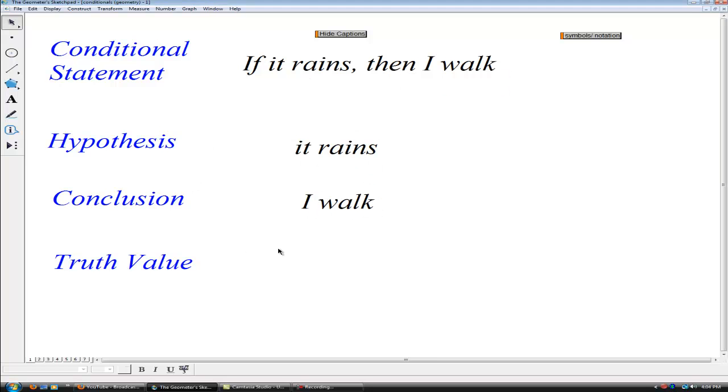A truth value simply means, is this conditional statement true or false? Now some new symbols, some new notations. This lowercase p represents our hypothesis. This lowercase q represents a conclusion, and this arrow indicates that we do have an if-then statement. So P represents the hypothesis, Q represents the conclusion, and together with the arrow, that represents a conditional statement, an if-then statement. And our truth value is either T or F, true or false.